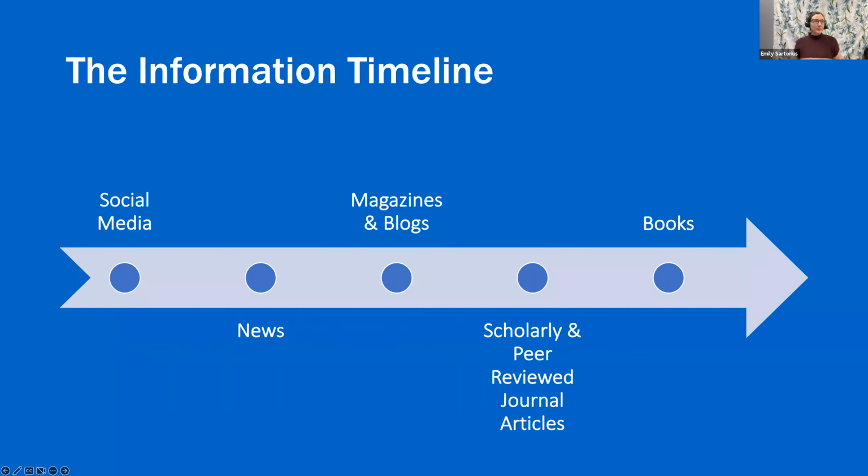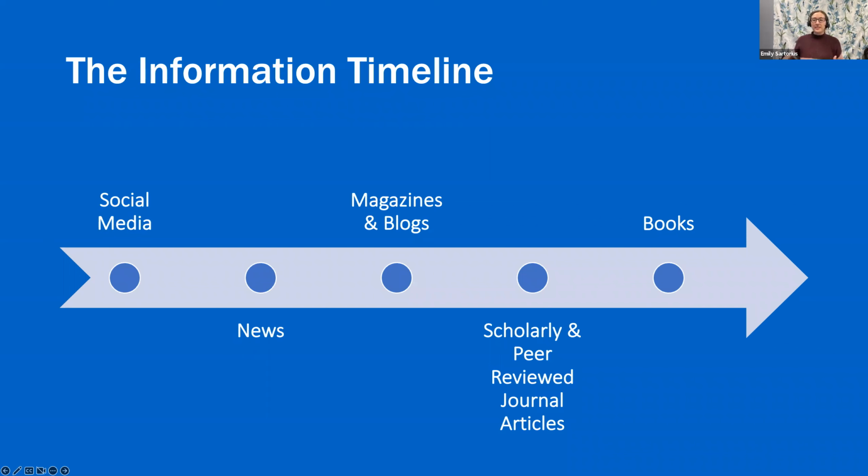People will first post about it on social media. Shortly after that, we'll begin to see news reports about the event. Then after a week or so of that, you'll start to see magazines and blogs talking about the event. Then we have scholarly and peer-reviewed journal articles that start to appear a few months later, and we'll talk about why a little bit later in this presentation.